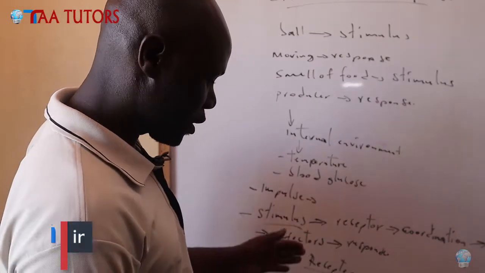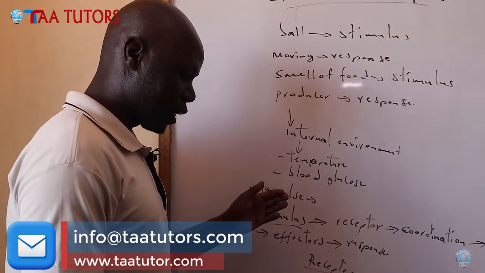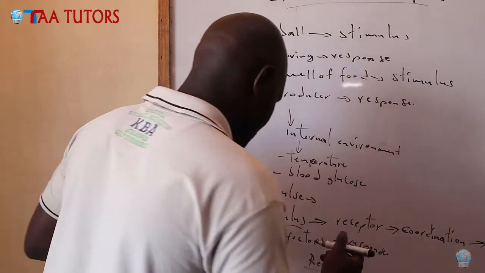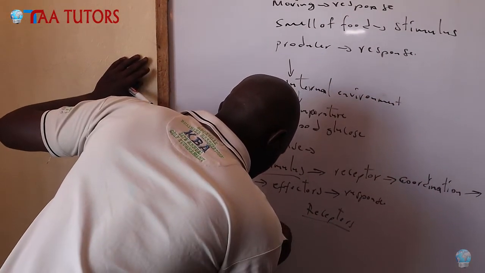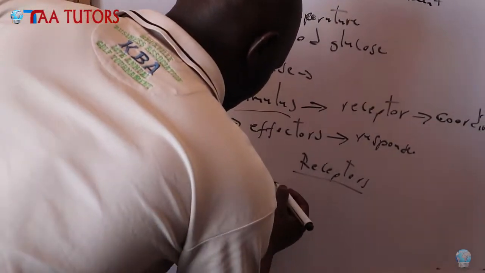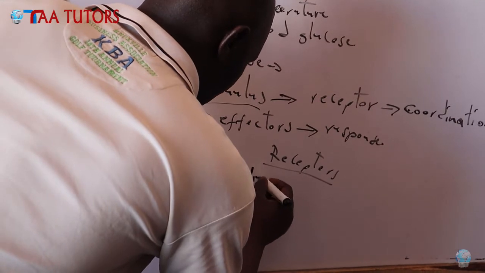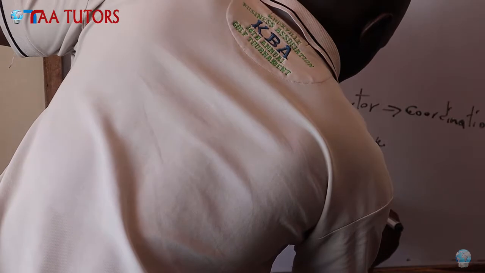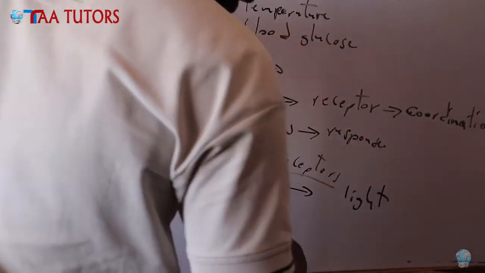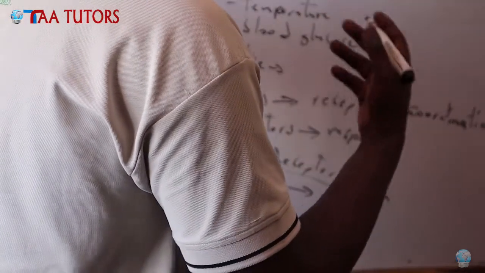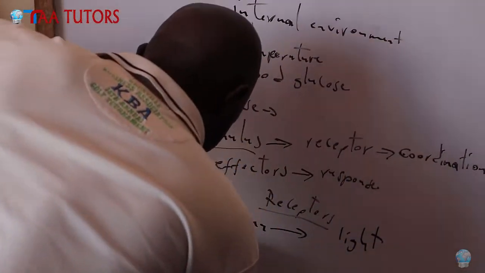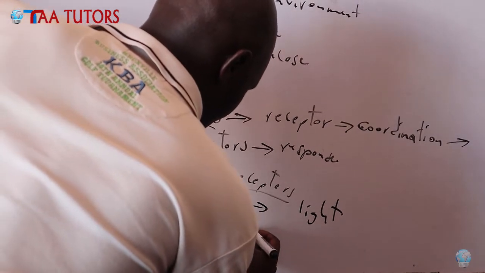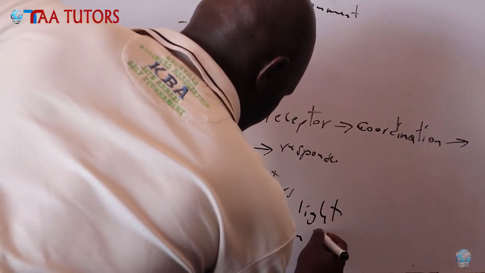So we have various receptors in our body and the type of energy that they can receive. Like I've just said, the eye, in this case the retina. The energy they normally receive, we know, is light. This is one of the energies that they have to change into the impulse. We have the ear as a receptor organ here. The ear will basically receive sound.